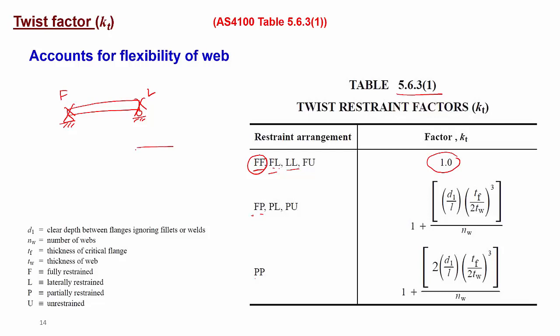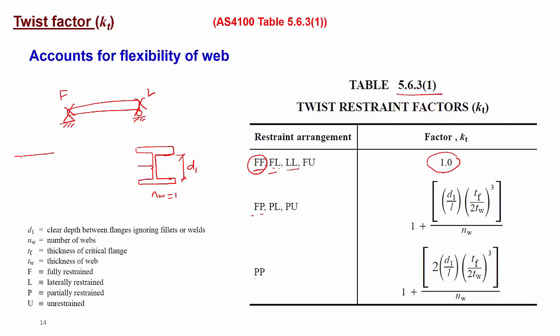So D1 stands for, if it is your I section like this, the clear depth between the flanges. So this is your D1 from inside of the flange to the inside of the flange. That is D1. And NW stands for number of waves. So how many waves are there? In this case, there is only one wave, isn't it? So there's only one wave, that is NW equals 1.